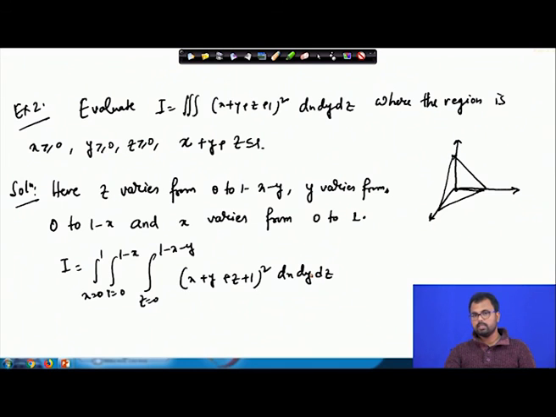We are running out of time in this lecture. So, we will continue with a similar example in our next lecture, where we will evaluate this integral and calculate this triple integral.